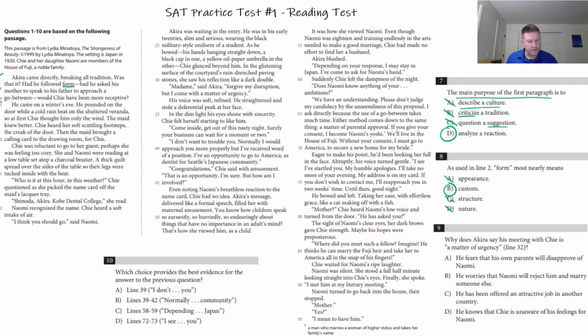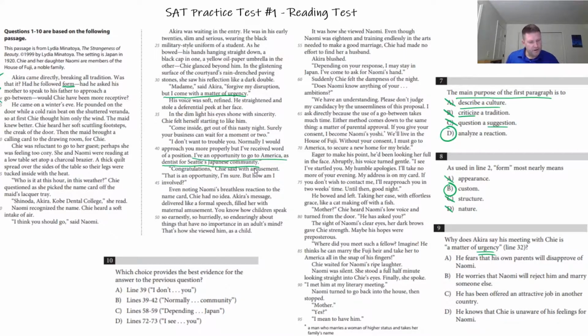And then going on to 9 here. Why does Akira say his meeting with Chia is a matter of urgency? So line 32, so if we go here, it's, I come with a matter of urgency. So this is actually really key, the urgency part of this, okay? It's urgent because he's been offered this job here. I have an opportunity to go to America as a dentist for Seattle's Japanese community, okay? So he needs an answer right away.